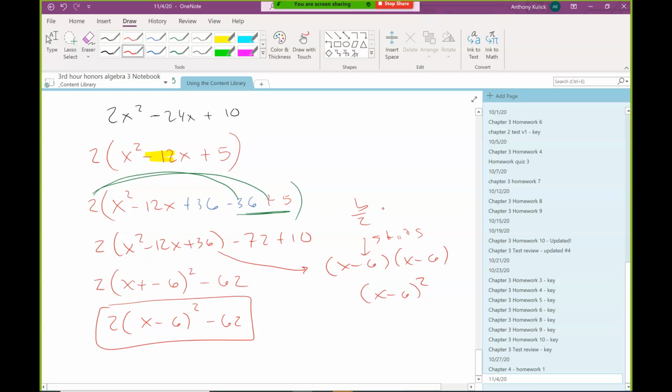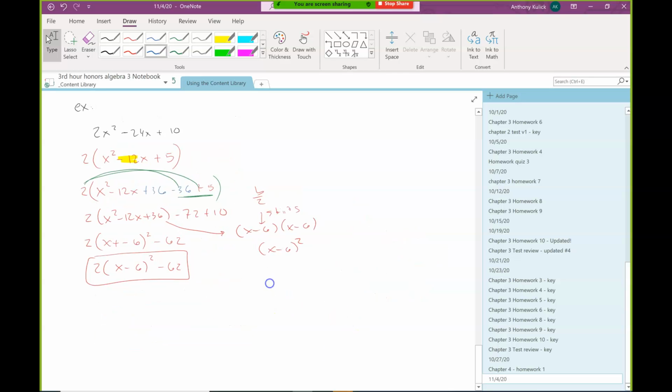FYI, this kind of polynomial, and that's where this name completing the square comes from, is because by adding and subtracting that number, we made a perfect square polynomial. That's where the name completing the square comes from.